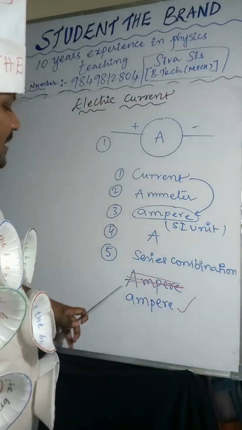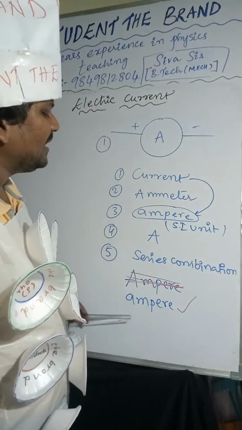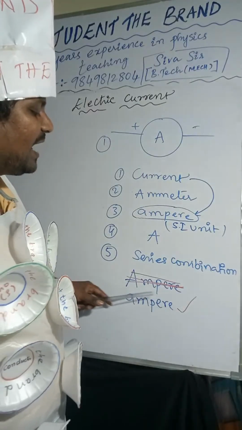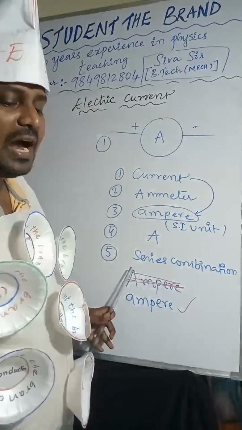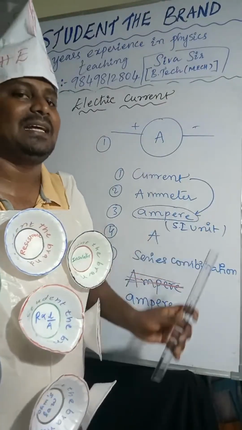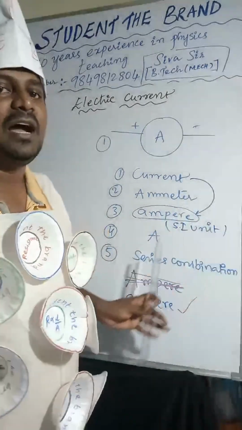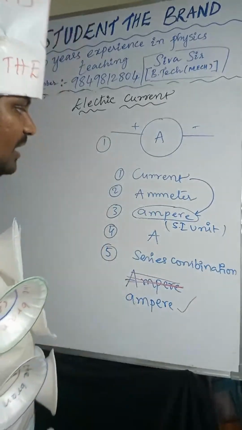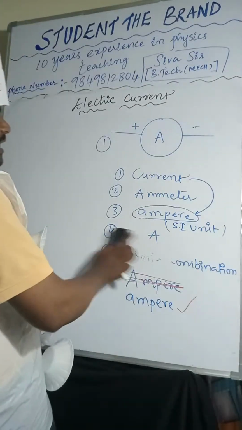So that is about ampere. The SI unit of current is ampere. You have to write small letters. You should not use a capital letter at the start. Very important. So that is current.